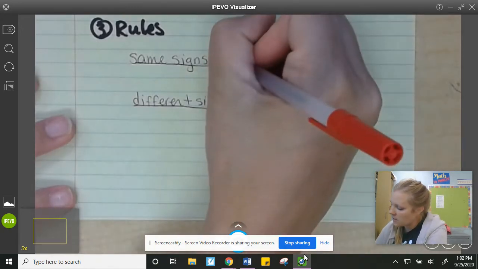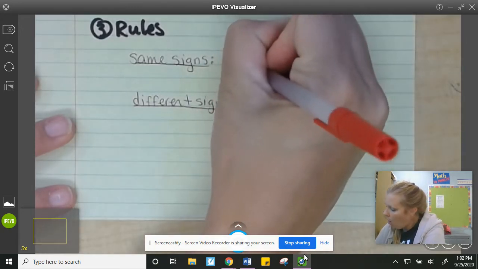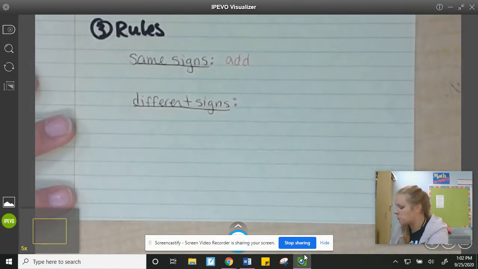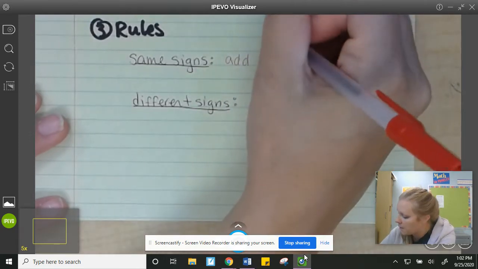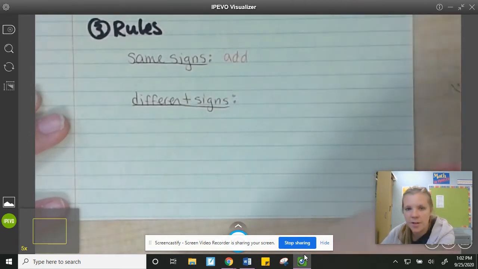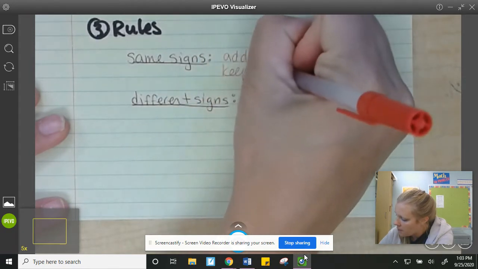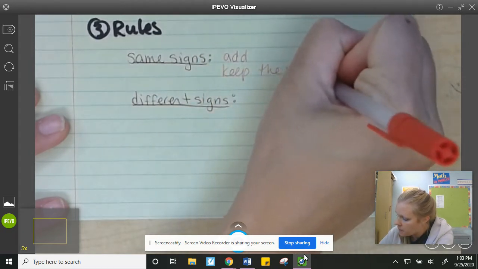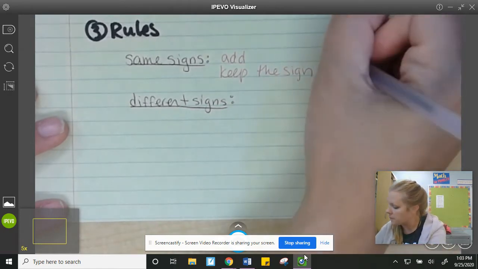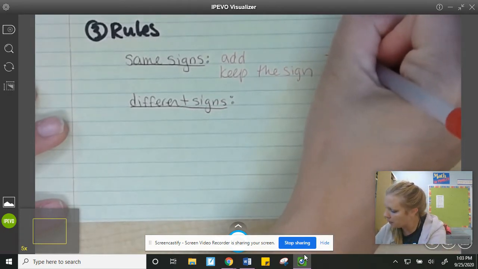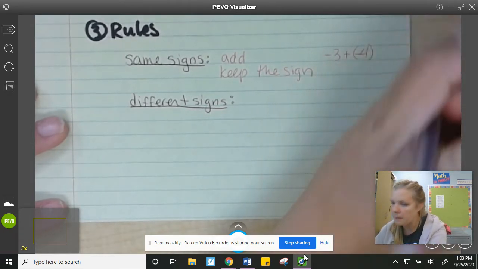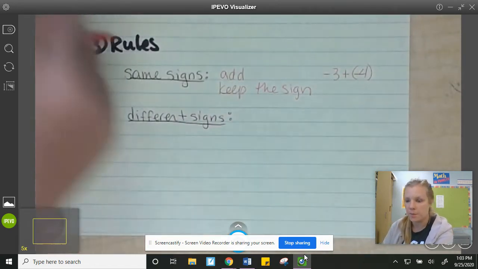If the signs are the same, you're going to add the numbers together, and then you're going to keep the sign that they both have. For example, -3 plus -4. This is the problem from the beginning when we did our number chips.